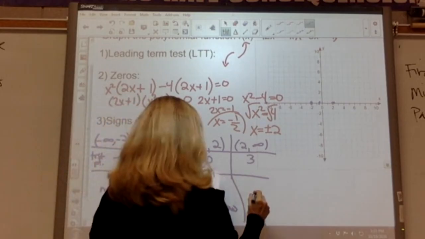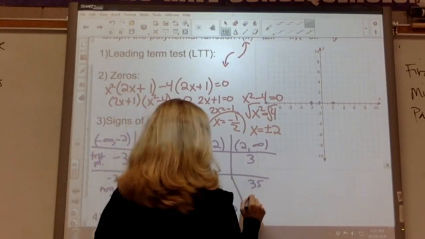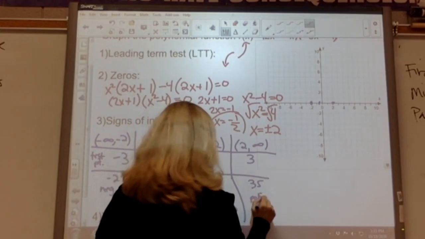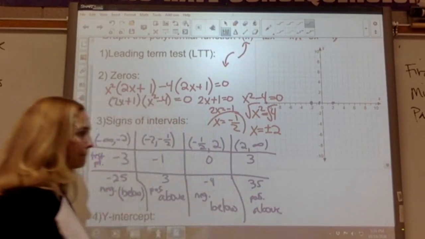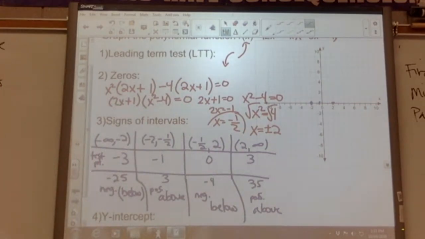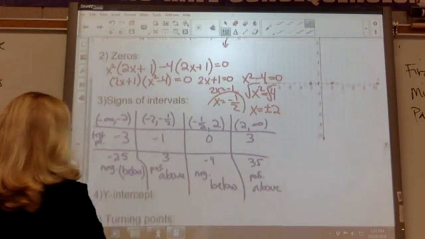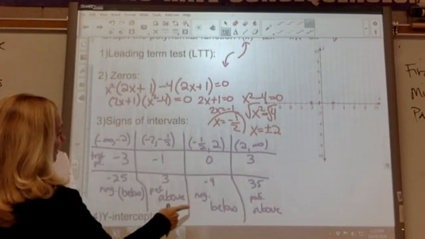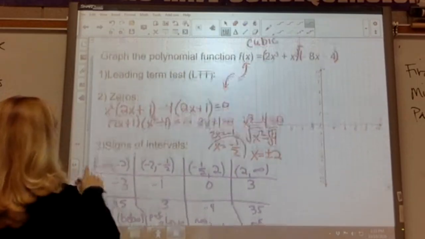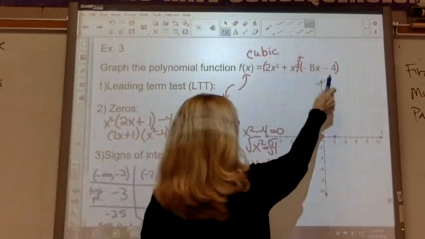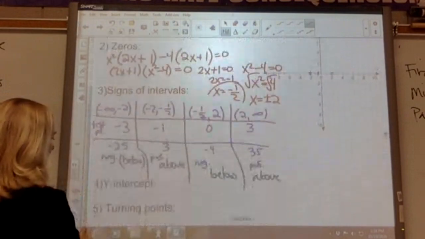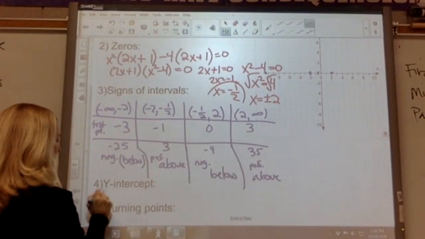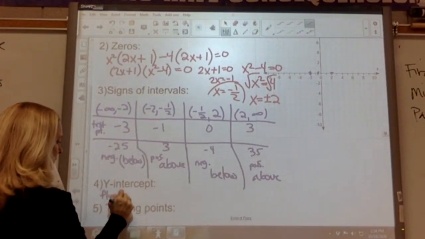And then when I plug in +3, I got 35, which is a positive number, and that is above. Okay. All right. Now, y-intercept, I've already found it really. When I plug in 0 for all my x's, it's 0, 0, 0, and 84. So I'm going to plug in 0 so you don't forget.